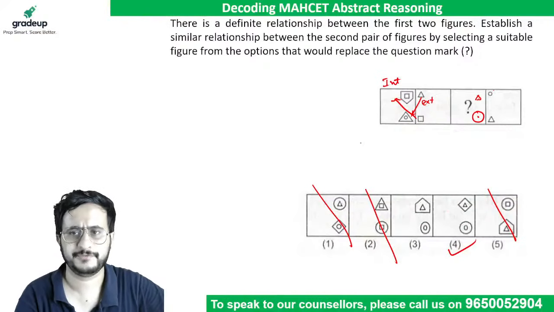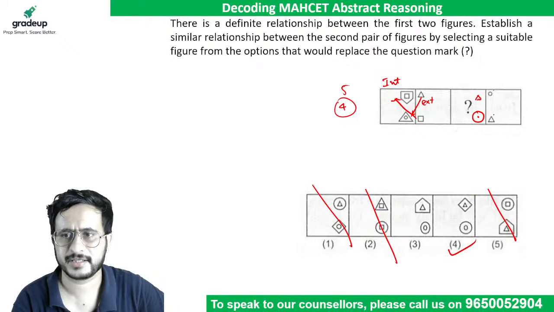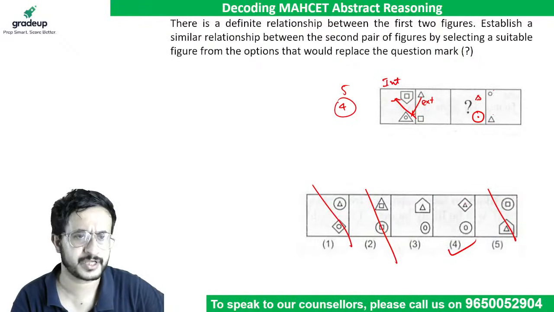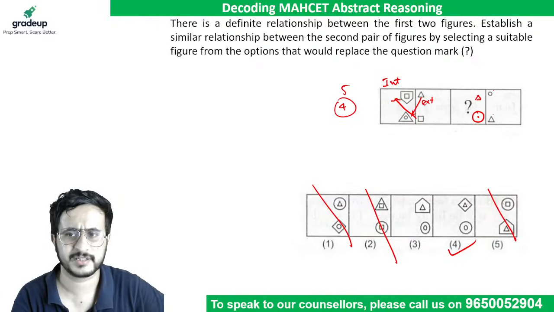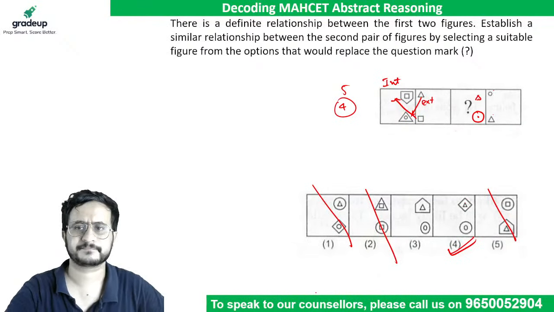Also, if you notice another thing, the square has a pentagon outside it, right? So 4 and outside you have 5 sides. So similarly, the triangle is enclosed by a 4-sided figure. So that is another reason to mark this as the answer.